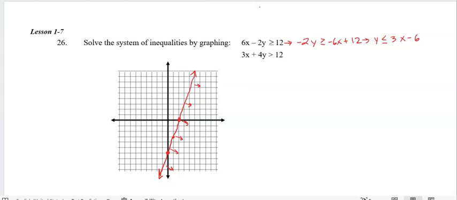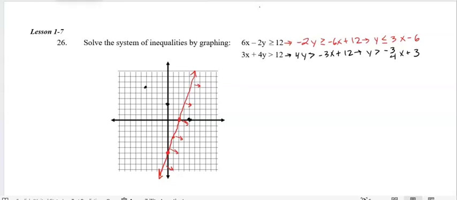And now let's prepare this bottom inequality for graphing. So get it solved for y. I subtracted 3x from both sides. And now I'm going to divide by 4 on both sides. And now I graph, so y-intercept of 3 and a slope of negative 3/4, so you can do up 3 with left 4, or down 3 combined with right 4.